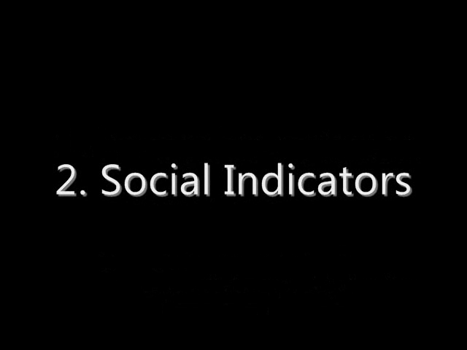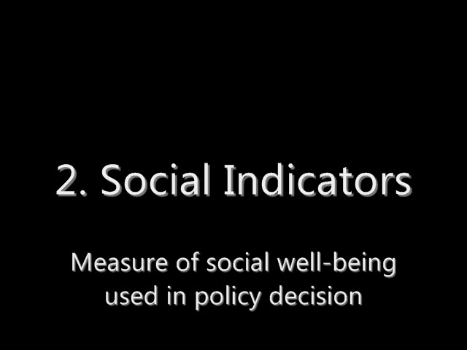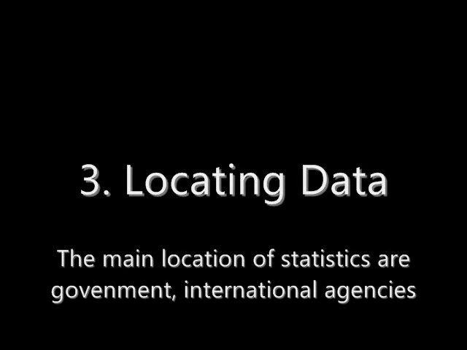Number 2. Social indicators. Any measure of social well-being used in policy decisions. We can see negative aspects of social life such as infant mortality rate and positive aspects of social life such as job satisfaction. Number 3. Locating data. Locating existing statistics. The main sources of existing statistics are government or international agencies or private sources. For example, the National Statistics Office, DFA, NBI, PIDS, and different organizations.